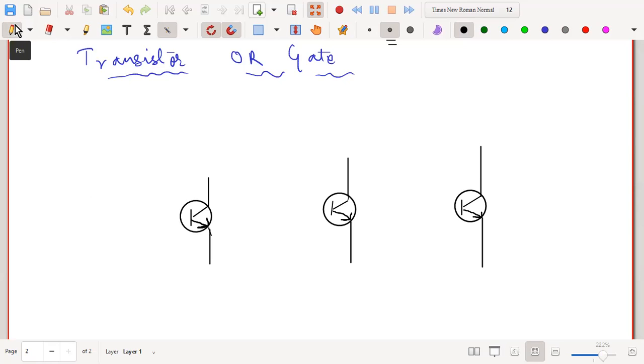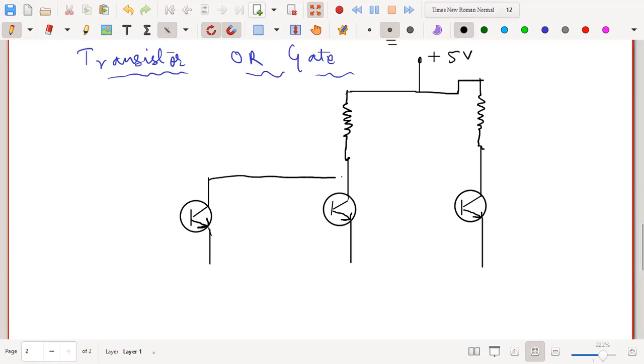Now let me go forward and complete this figure first. So here we are going to connect one resistance, and then similarly on this other side also we are going to connect this resistance. Now I'm going to connect these things to some voltage, let us say plus 5 volt, and then let me connect this here.